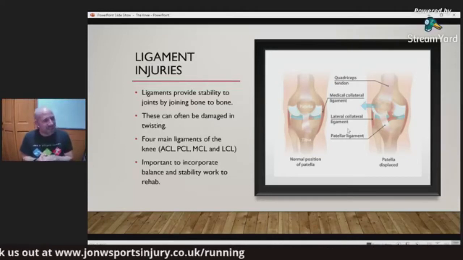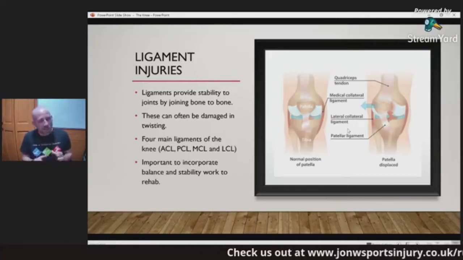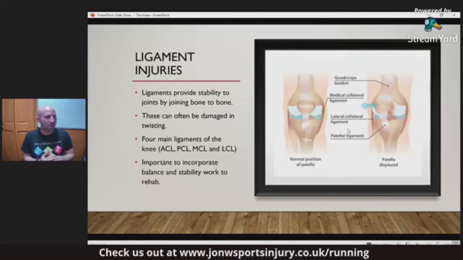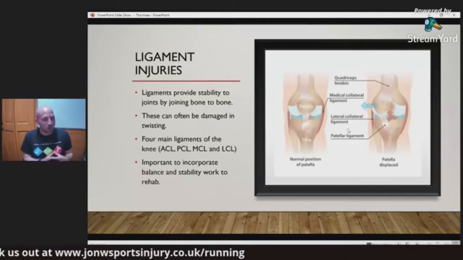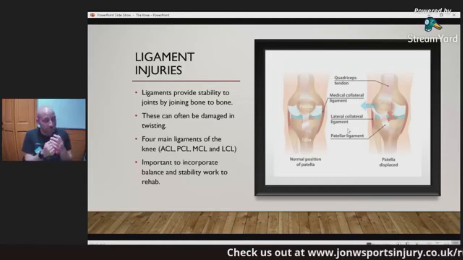Bearing in mind that ligaments give stability to the joint and give structure, if we damage those, and these are usually damaged by a twist or more of an acute injury, they don't so often tend to be overuse injuries where we're doing something repetitively. That's much more likely to be a tendon issue. What tends to happen with a ligament is if we get our foot caught and we twist, it can create a ligament injury.